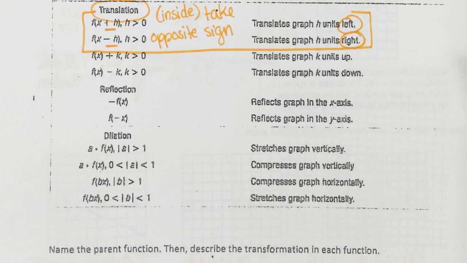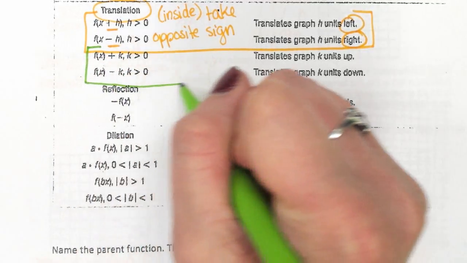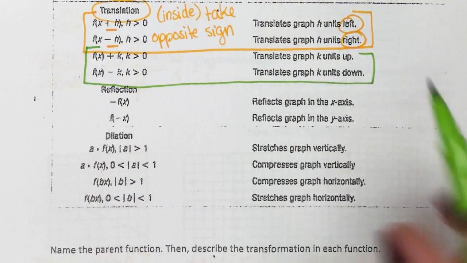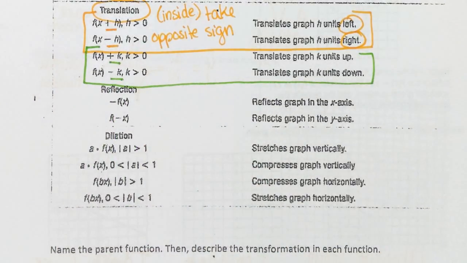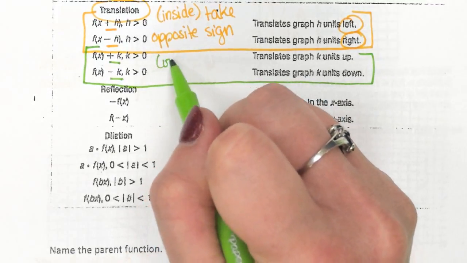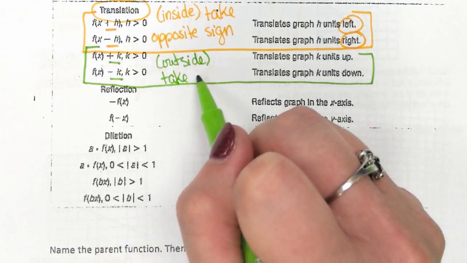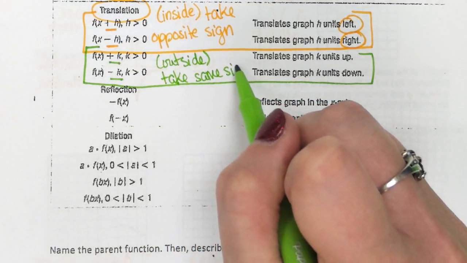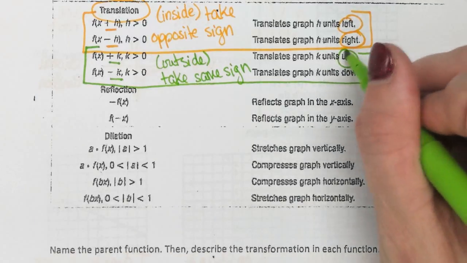Ready, okay? Alright, take your different color. Alright, let's look at the next 2 types of translations. The next 2 types of translations, where is the letter located this time? On the outside. And if it's on the outside, we take the same sign, and it's going to move up and down.